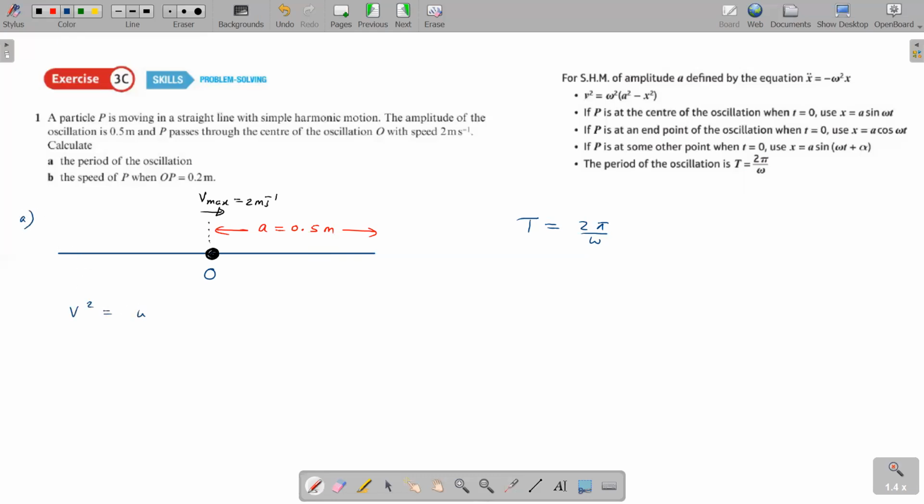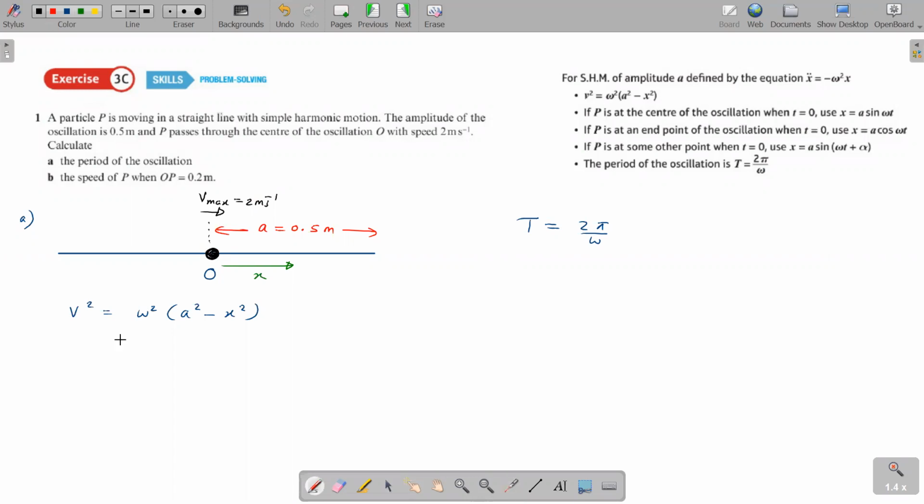V squared equals omega squared times a squared minus x squared. You can clearly see that you have the maximum speed at the center. I think you know x is measured away from the center, isn't it? So what happens at Vmax? You get the maximum velocity at the center, right? When you are at the center, x will be 0.